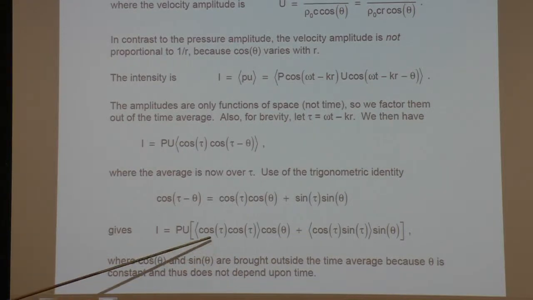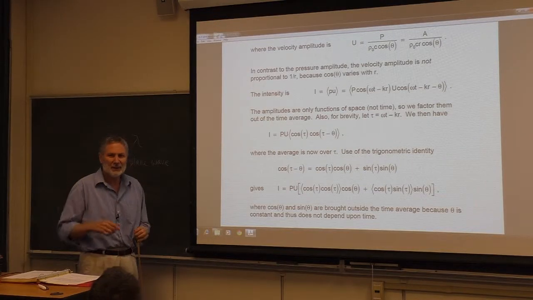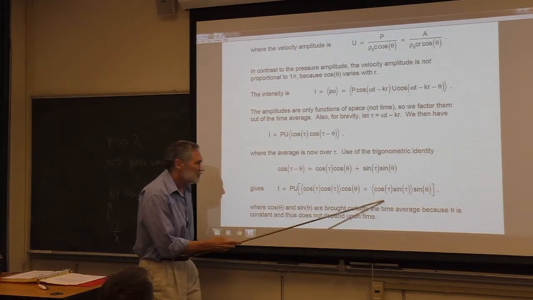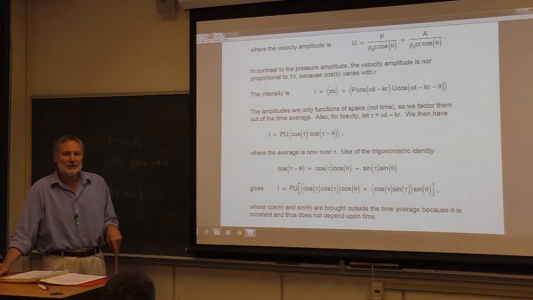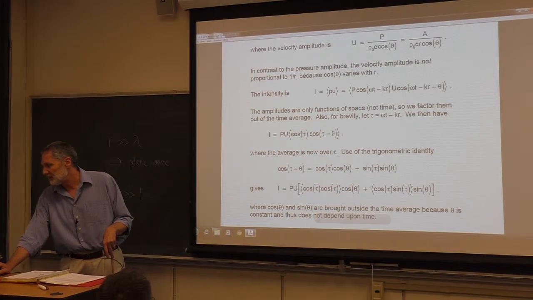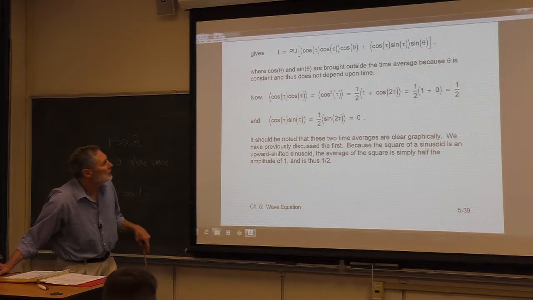Now, what's the average of the cosine squared? We talked about it, I think yesterday. One half, right? That's easy. What's the average of the cosine times the sine? Do you know this from other courses or from last quarter? But this is so important that I want to talk a little bit about it here, and that's what's on the next page.